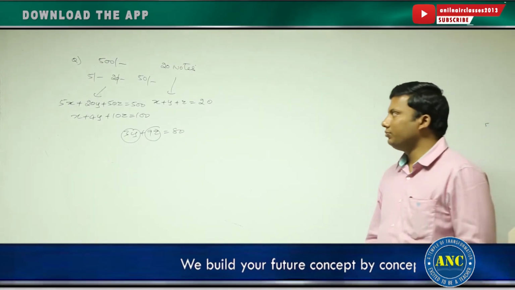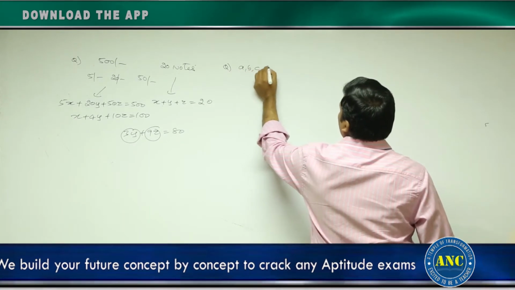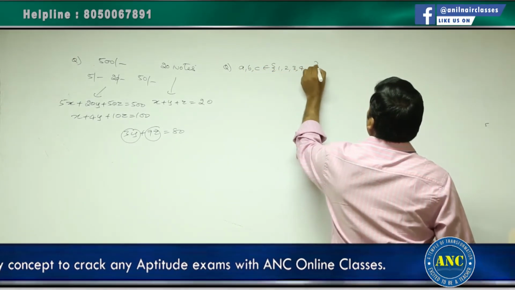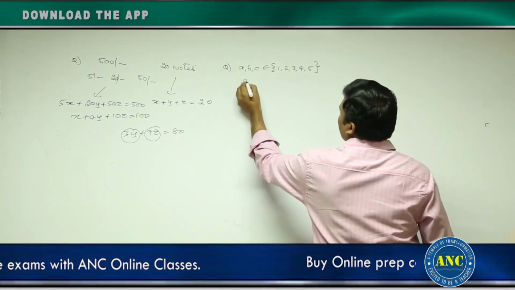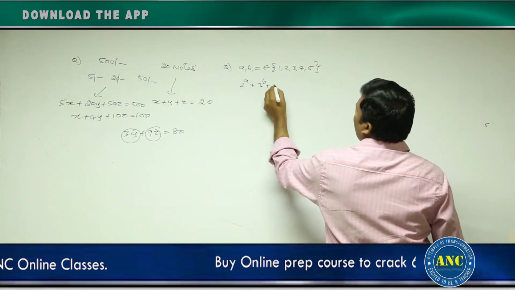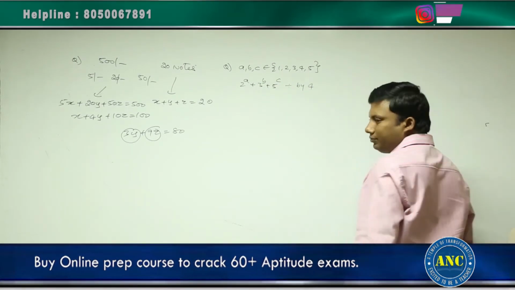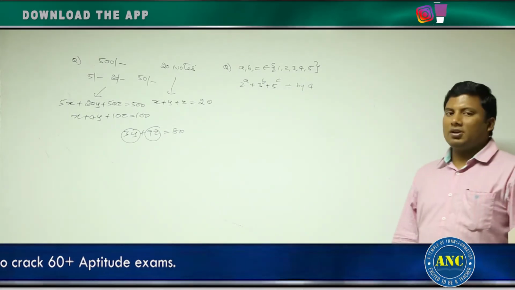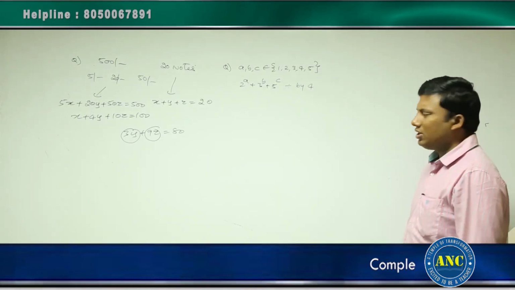a, b, c belong to 1, 2, 3, 4, 5. How many values can they take such that 2 power a plus 3 power b plus 5 power c is divisible by 4? This is also a very easy question.